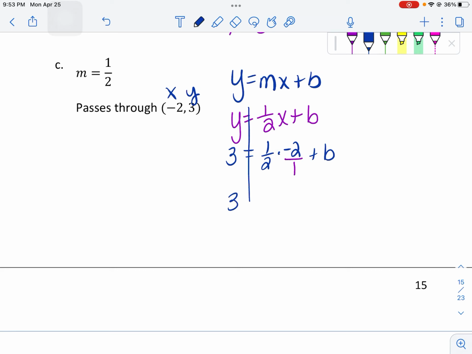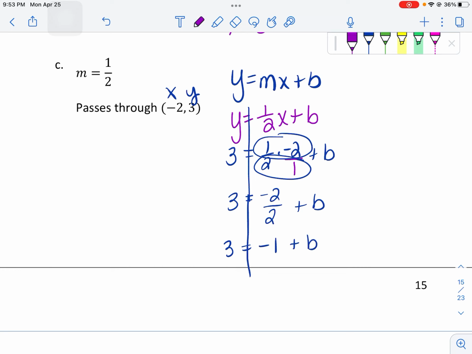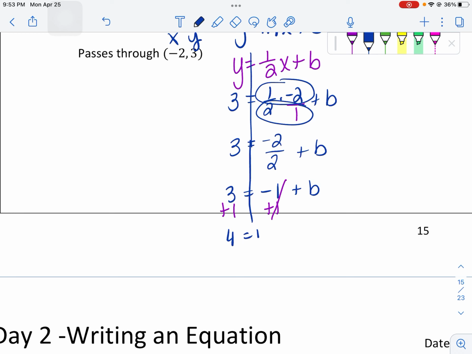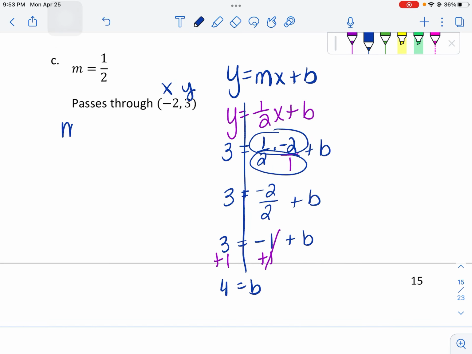On the left, I still have 3 equals. And here I'm going to get 1 times -2, which is -2, and then 2 times 1 is 2. Then I'm going to simplify that. I'm still going to have 3 equals -2 divided by 2, which is -1, plus b. My last step, since it's a minus 1 plus b, I'm going to add 1 to both sides to cancel that. And I'm going to get b equals 4. So I had m equals 1/2 and b equals 4. So my equation was y equals 1/2 x plus 4.